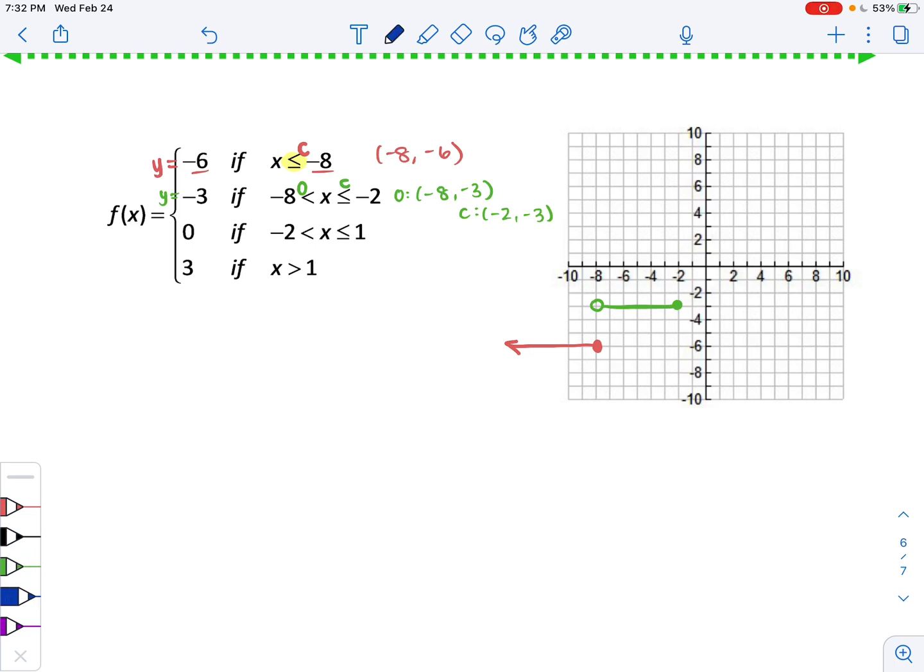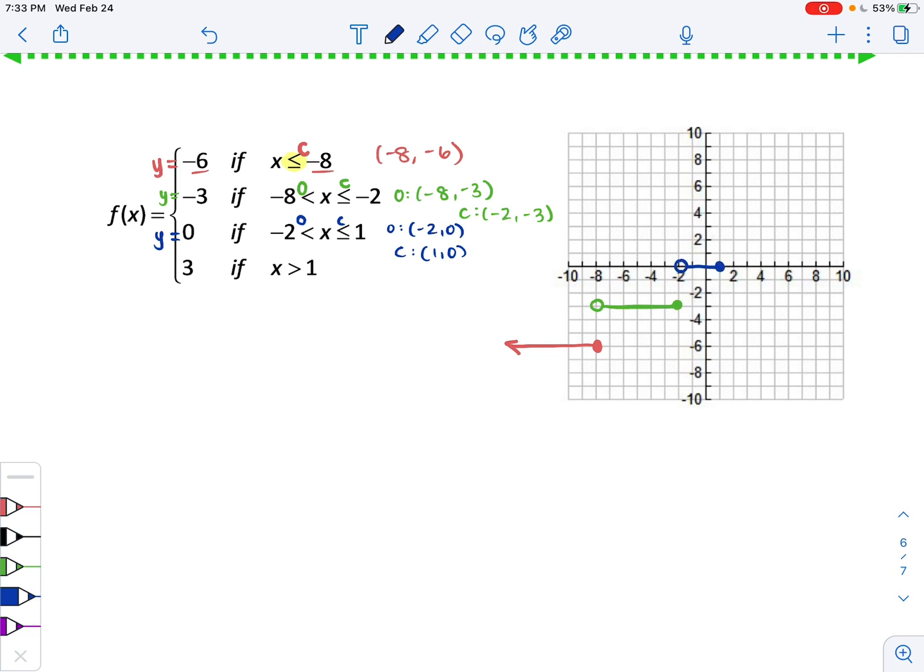The third line is y equals 0. If -2 is less than x, should be open because I'm not allowed to equal -2. And if x is less than or equal to 1, so closed. So my first point is the open one at -2, 0. And then we have a closed point at 1, 0. So I'm going to plot my points.